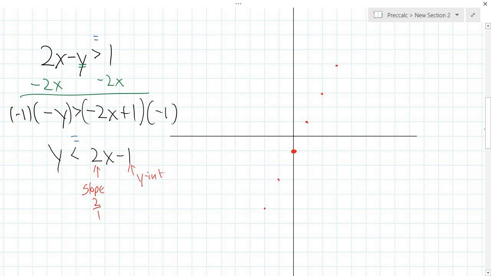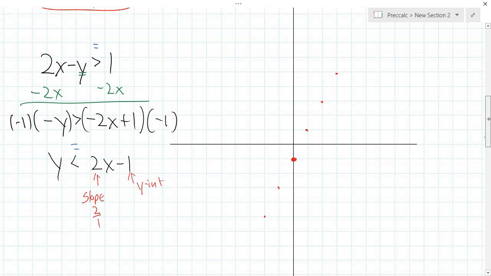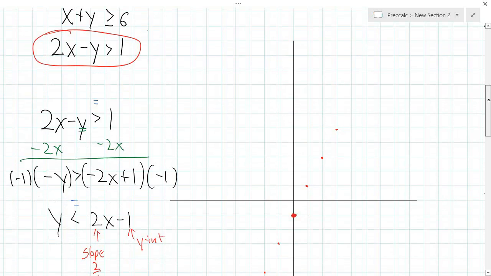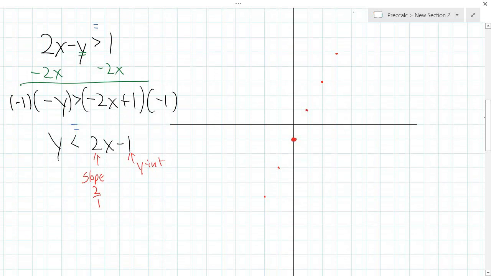Okay? And that's actually what I do if my inequality is less than or equal to, or greater than or equal to. If my inequality has an or equal to in it, I connect these dots with a line. Because this is strictly less than, if it's strictly less than or strictly greater than, I still connect the dots, but I use a dotted line. And I'll explain why I use a dotted line in a moment.